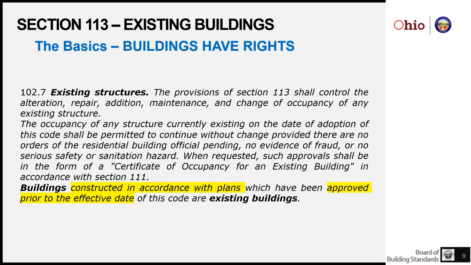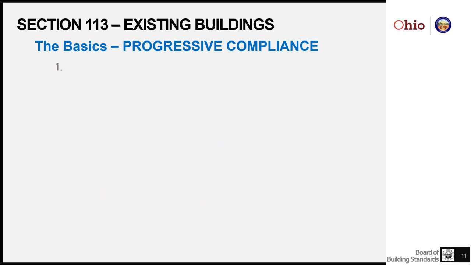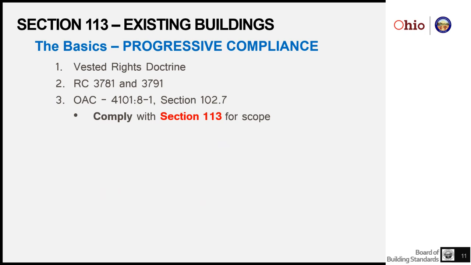The last thing I want to point out about 102.7 is the very first thing in the section, and that is that it identifies and sends you to section 113 and says that 113 shall control the alteration, repair, addition, maintenance, and change of occupancy of any existing structure. Remembering this is the residential code and it applies to residential buildings. So kind of back to those ideas of vested rights, the statutes, the administrative code, compliance with section 113.